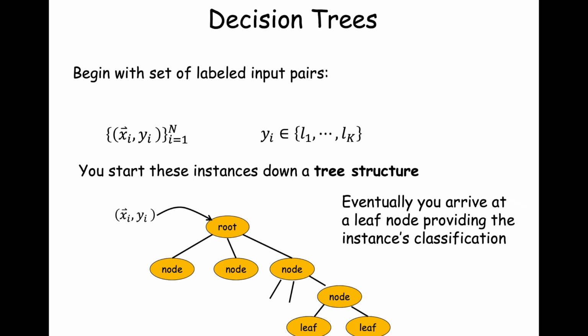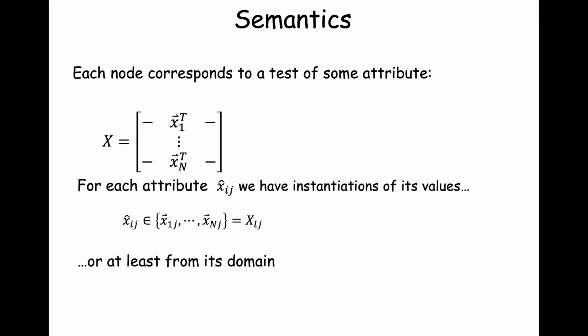So let's take a look further at this model. Eventually arrive at a leaf node providing the instance's classification. So each node corresponds to a test of some attribute, and each attribute in our vector value representation is going to have instantiations of different values that the attribute can take on. So let's imagine we have the ith input vector, x sub i, and that x sub i can take on a bunch of values. And we're going to call those values j. It can take on the first value, second value, up to including some other value, j. And so here, we're going to mark that as big X, i, j to represent the instantiations of the values that it can take on, at least from the domain over which those individual features are defined. So we take our features, and we list out all the values those features can take on.